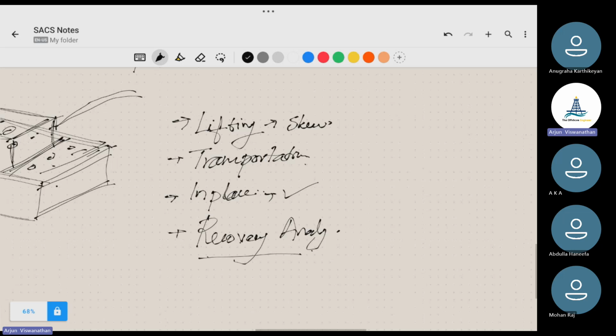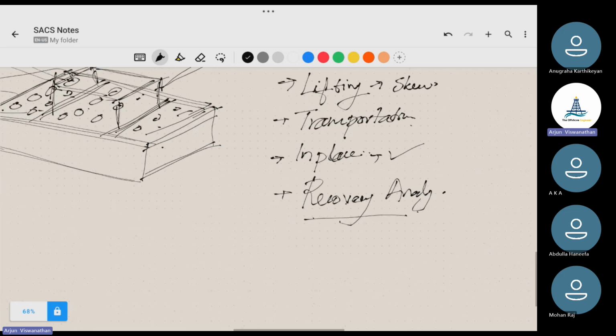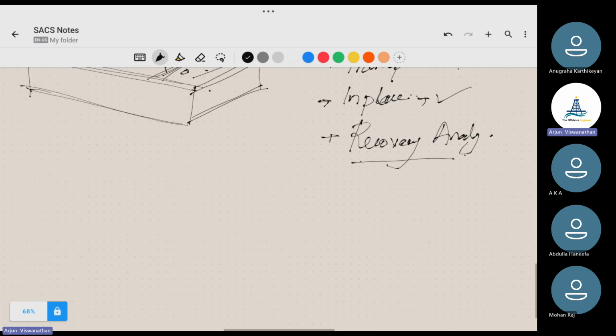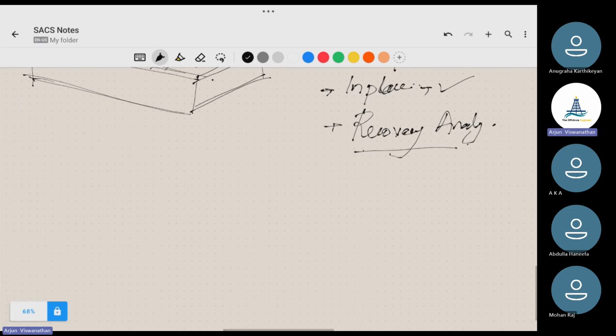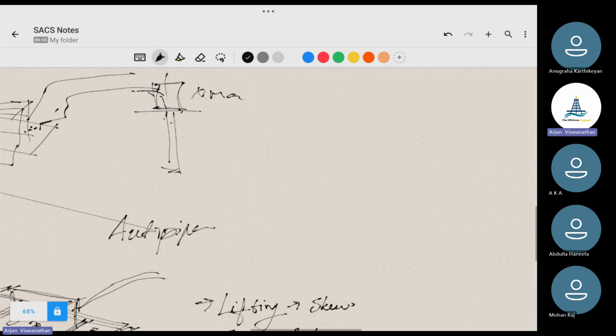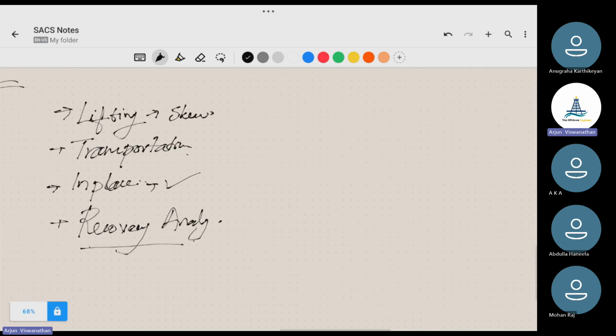What we are going to do is model one structure. The structure we are going to model is a wet parking frame. That will have the basics of everything, and it will be easy to understand as well. Before coming to the wet parking frame, let's talk about the lifting cases.